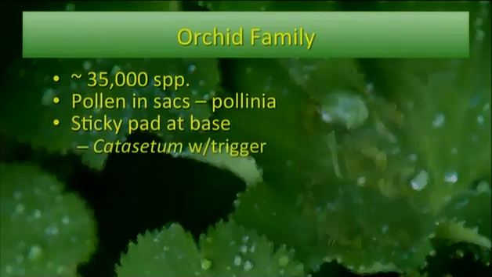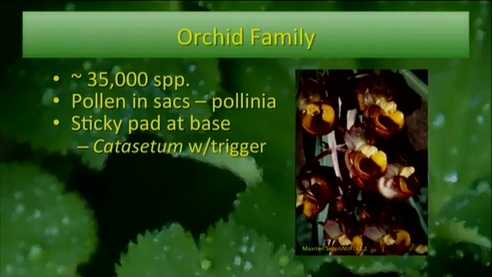So they have catasetums. These are unisexual orchids, which are unusual. Most orchids are bisexual. I think these are female flowers of catasetum. But the male catasetum flowers have a trigger. When a bee that is large enough touches the trigger, it dumps its pollinia right on the bee.